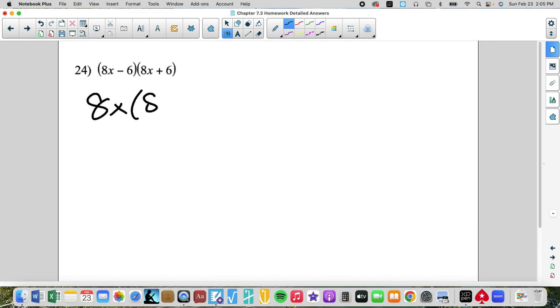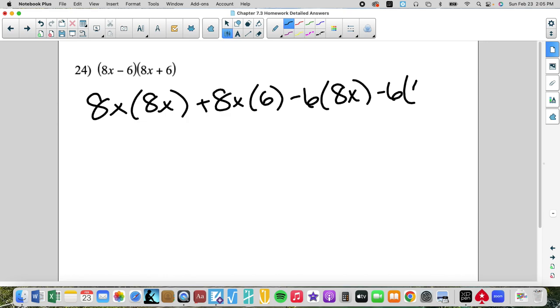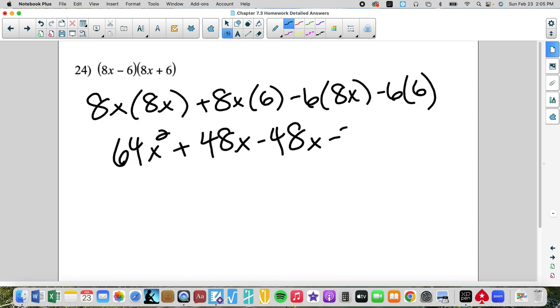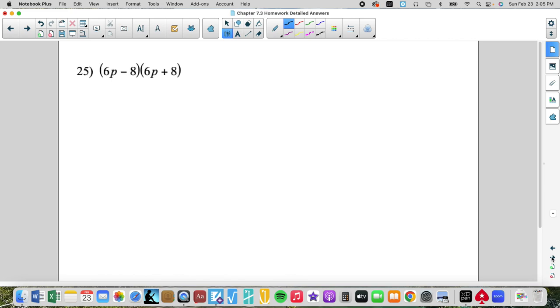8x times 8x plus 8x times 6 minus 6 times 8x minus 6 times 6. 64x squared plus 48x minus 48x minus 36. 64x squared minus 36. Oh, that's good. They switched.